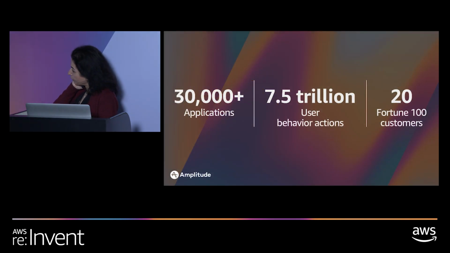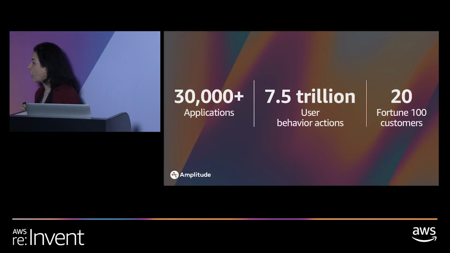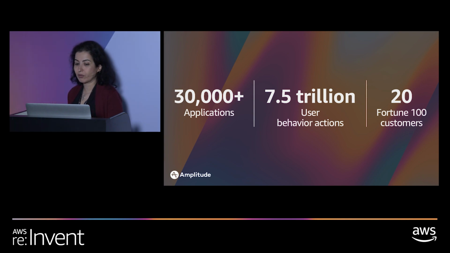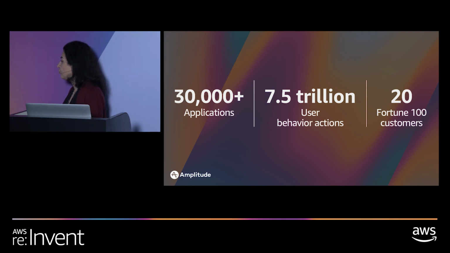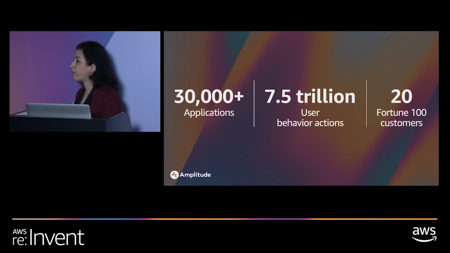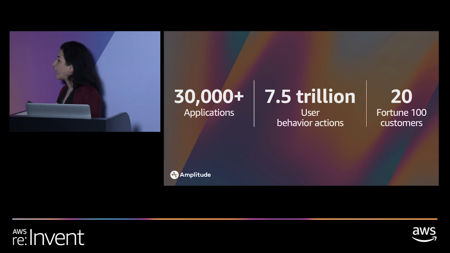Today, Amplitude is serving 30,000 different products, and we are basically processing events from 7.5 trillion users, and we are serving more than 20 of the Fortune 100 companies. One of the most important things that we think we do is that we've served our customers by helping them not worry about building analytics.